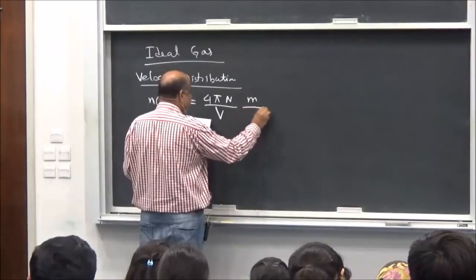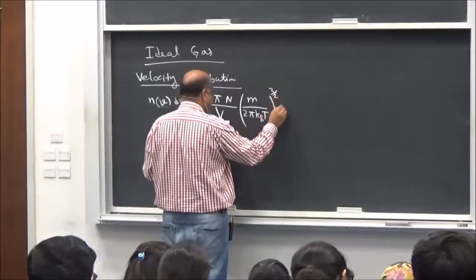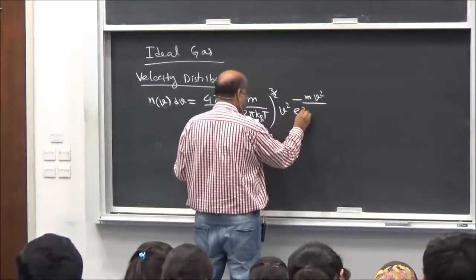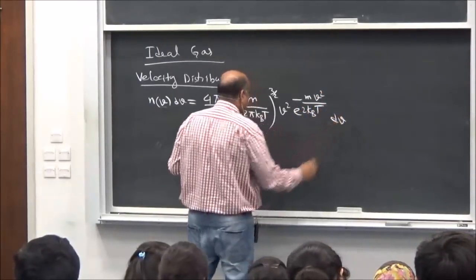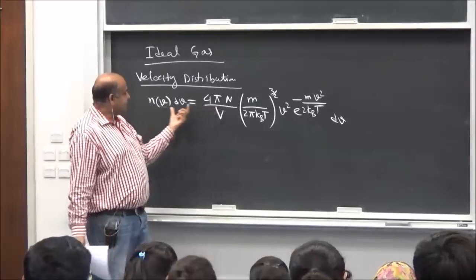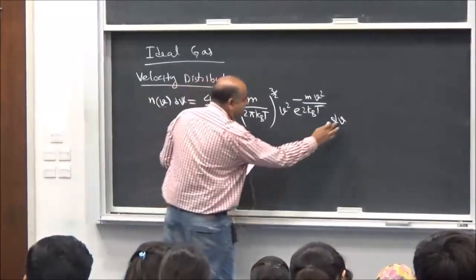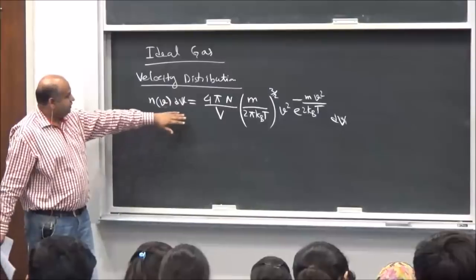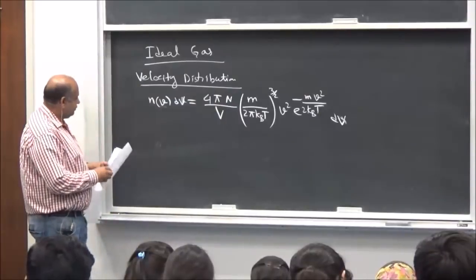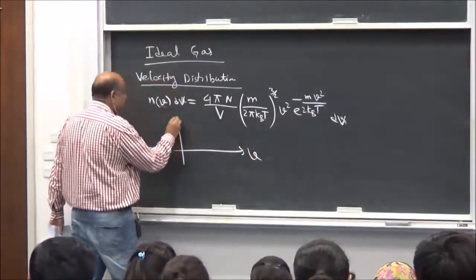This m is the mass of this particle, minus m v square by 2 k_B T. So this dV is just reminding us that this is per unit volume. This V, sorry, is for volume, not for velocity. Okay. So this is the number of particles per unit volume at a given velocity. So if we plot its graph, this number is something like this.